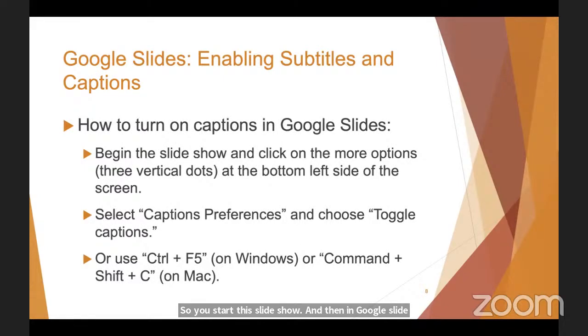Also, Google Slides does have keyboard shortcuts. So on Windows, it's Control F5, and on a Mac, it's Command Shift C if you just want to toggle the Google Slides captions on and off. We will note that Google Slides just supports captions in English right now.